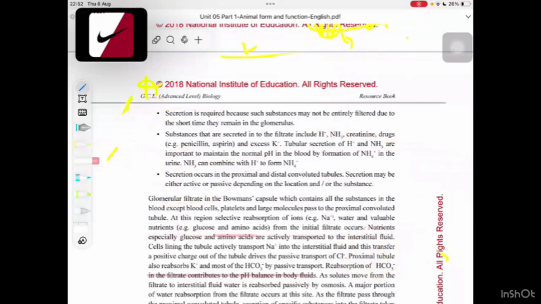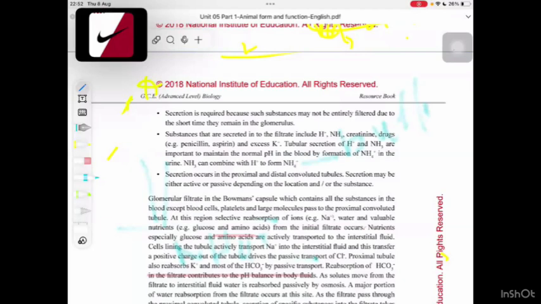Basic conditions, right? So it is important to maintain the normal pH in the blood by the formation of NH4 plus in the urine. So what happens is they get diffused into the urine and there it forms NH4 plus, right? Secretion occurs. This is actually called buffering. You will learn this under physical chemistry. We will learn that part, buffering, you know.